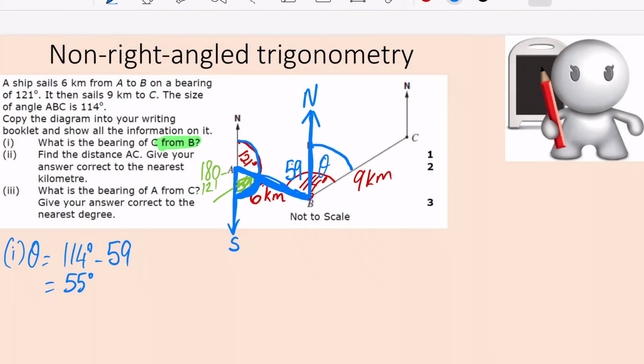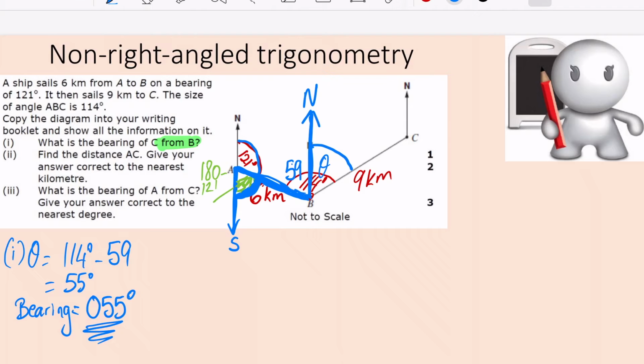And I'm happy with that, except I have not answered the question. So what's the question asking us? It's asking us for bearing. Now the bearing is always a 3-digit number. So 55 degrees is the size of the angle. The bearing is actually 055 degrees. And now that is your final answer.